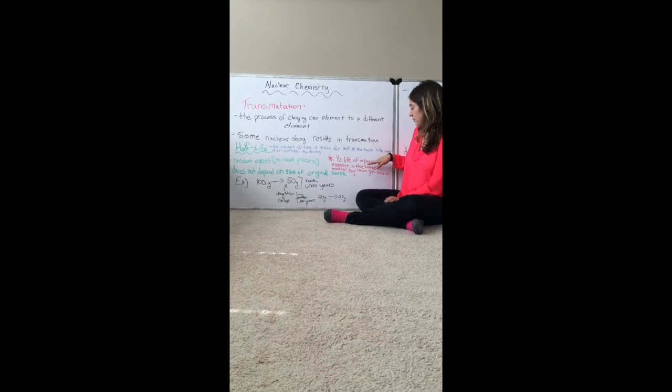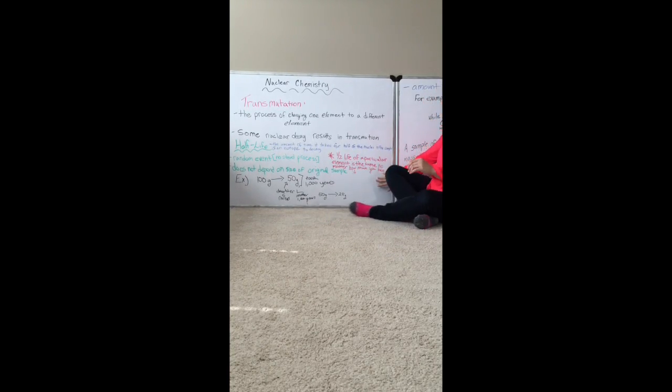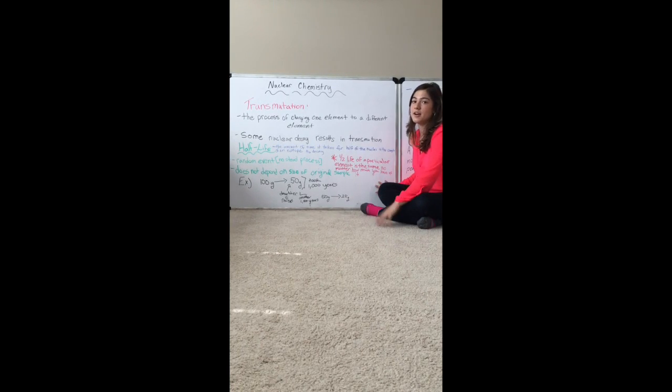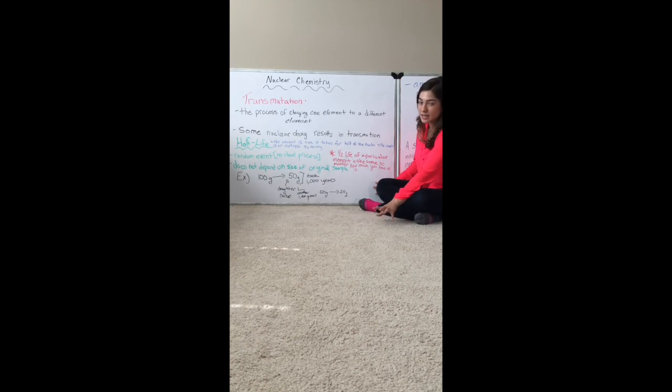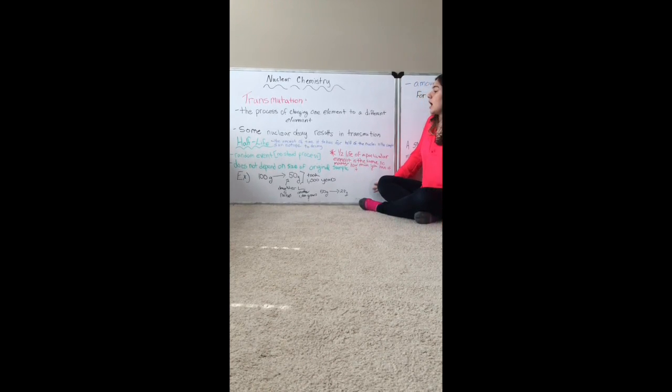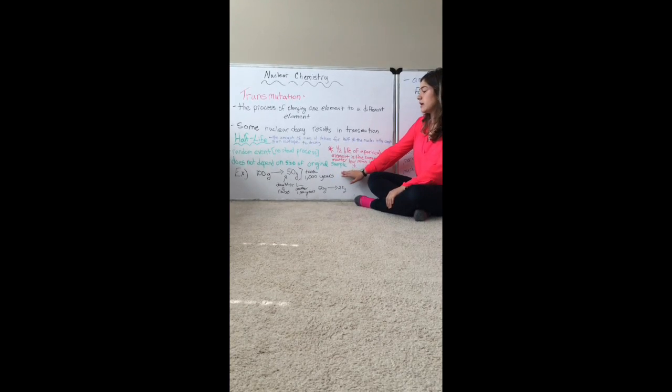The half-life of a particular element is the same no matter how much of it you have. So if you have 100 grams, 50 grams, or 2 grams, the half-life will remain the same. If it takes 1,000 years, then all of those will take 1,000 years to get half of it. It does not depend on the size.